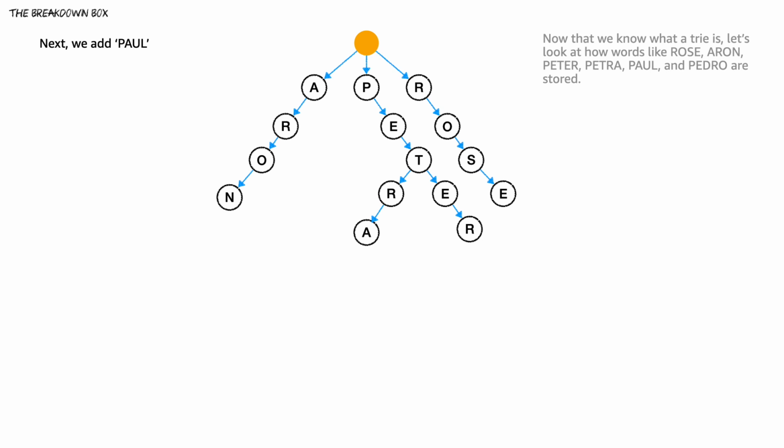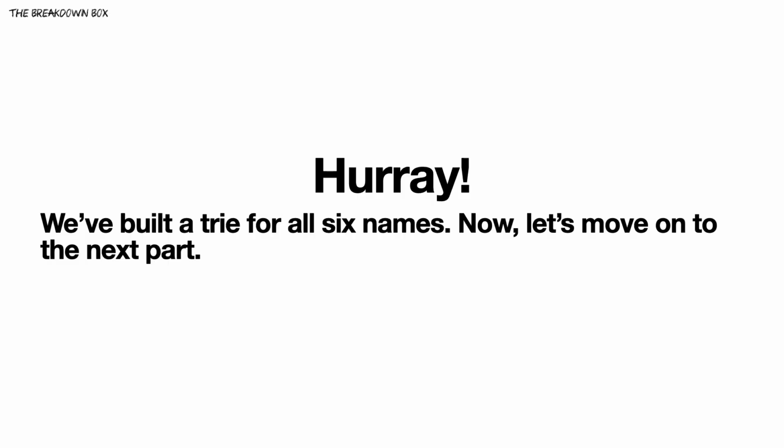Next, we add Paul. P. Again, P is common. A, U and L. And finally, let's add Pedro. P, E, D, R, O. Hooray! We have built a trie for all 6 names. Now let's move on to the next part.